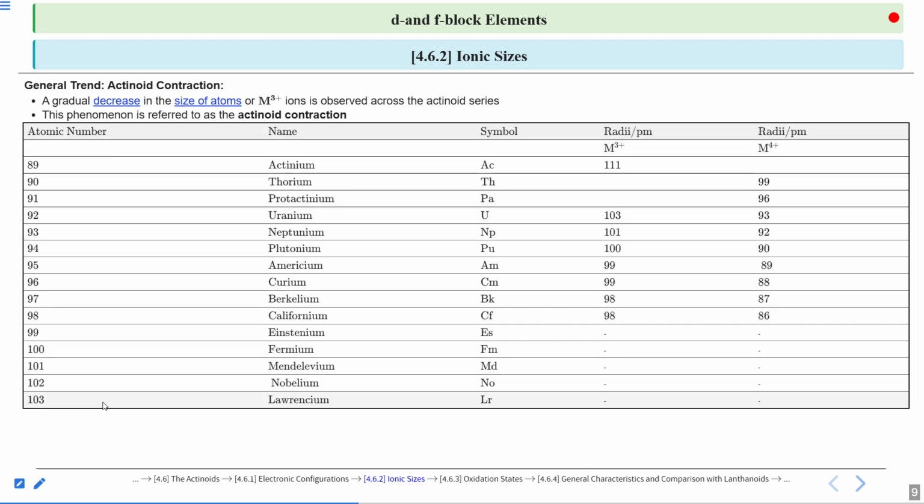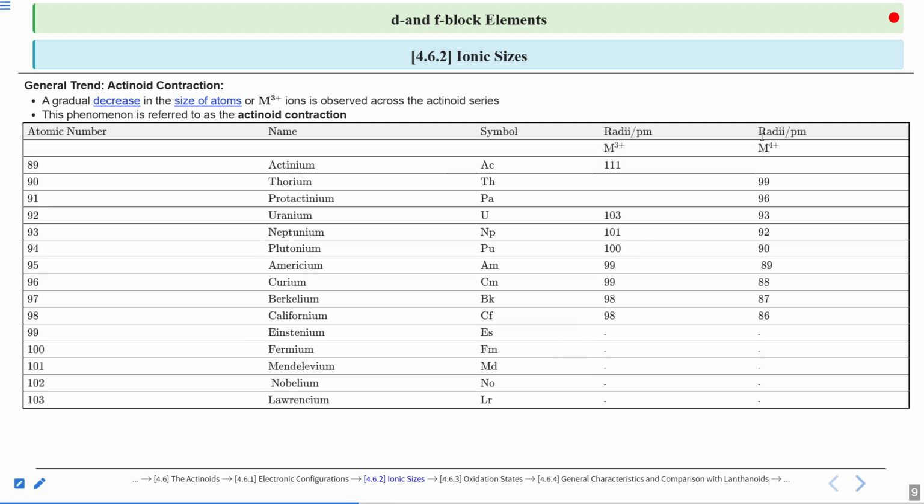If you see this table where the atomic number is given from 89, 90, 91 to 103, and the name of the element associated with these atomic numbers, like for 89 we have actinium, for 90 we have thorium, for 102 we have nobelium, and for 103 we have lawrencium, right? Similarly, their symbols are given. For 89, for actinium, the symbol is Ac. Similarly, for atomic number 103, the element name is lawrencium, and the symbol is Lr.